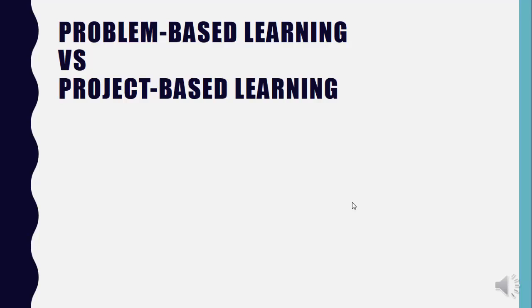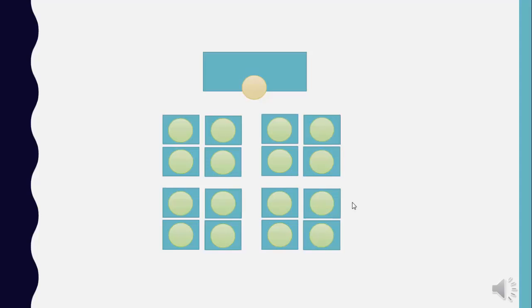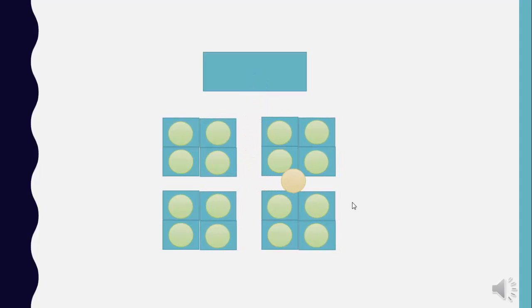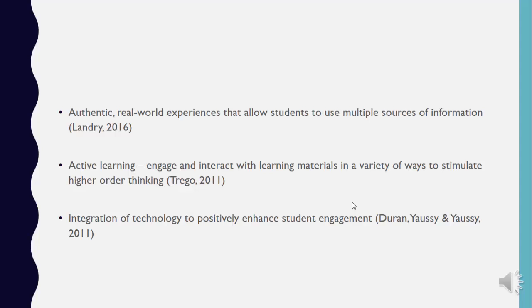Problem-based learning and project-based learning are two instructional models that share many similar qualities. Both models move away from traditional teacher-centered instruction with a shift towards student-centered activities that allow learners to develop the 21st century skills of communication, collaboration, critical thinking, and creativity. Both models allow students to participate in authentic, real-world tasks, usually in cooperative learning groups, which require students to access and use multiple sources of information.